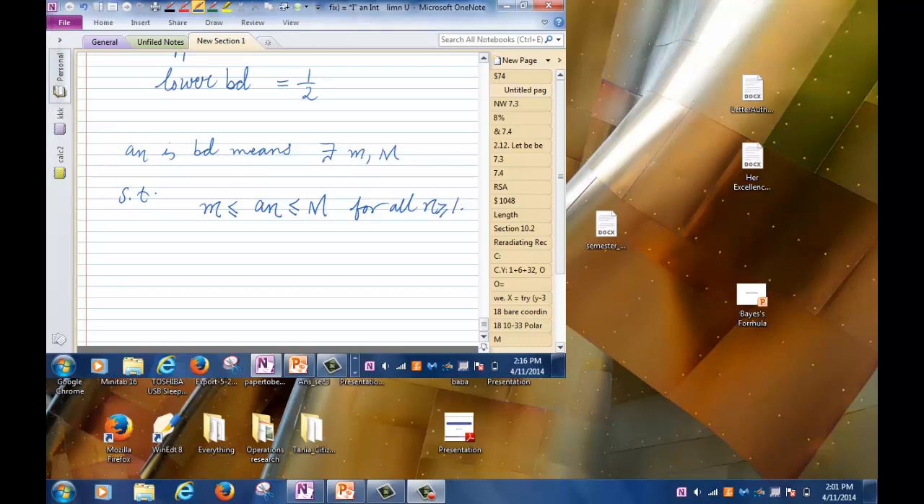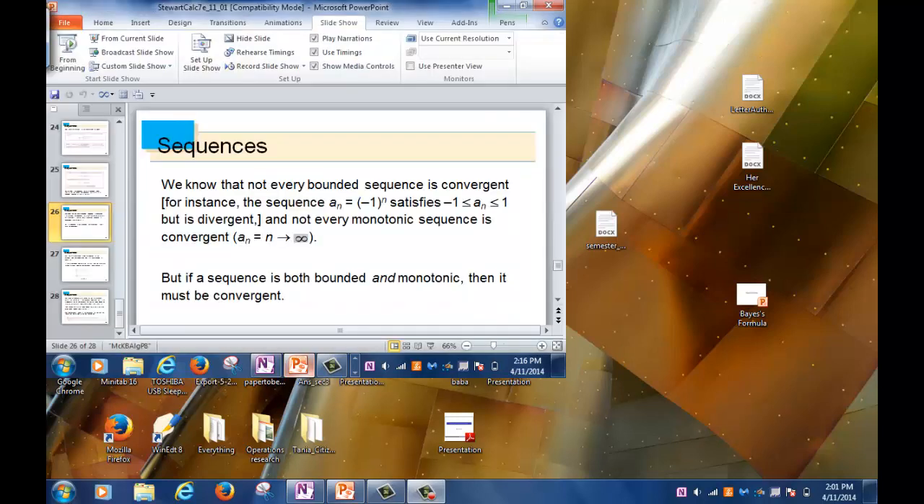Okay? So notice that if you have a bounded sequence, you would suspect that it is a convergent sequence. However, that's not always true. For example, you looked at the sequence (-1)^n, right? That sequence is -1, +1, -1, +1, -1, +1. That's a bounded sequence, however, it's not convergent, right?